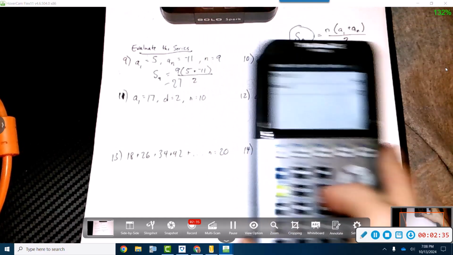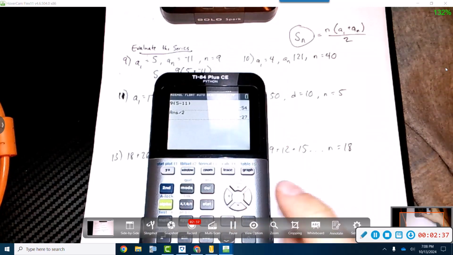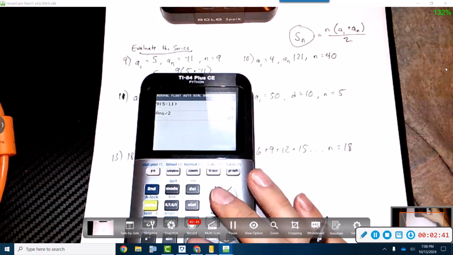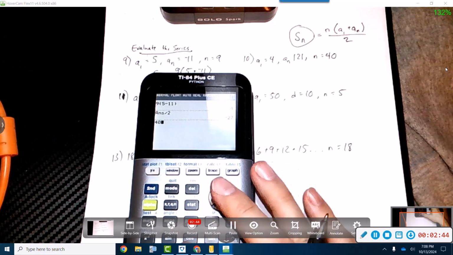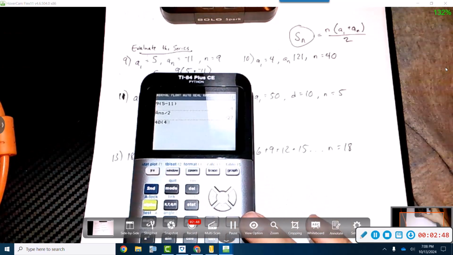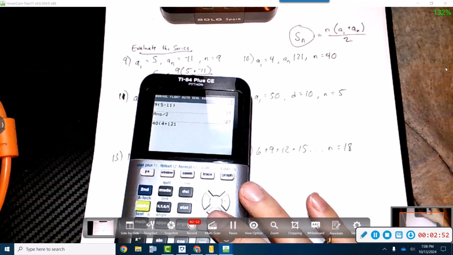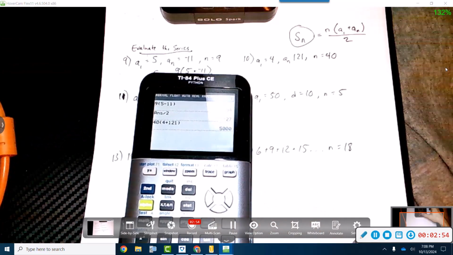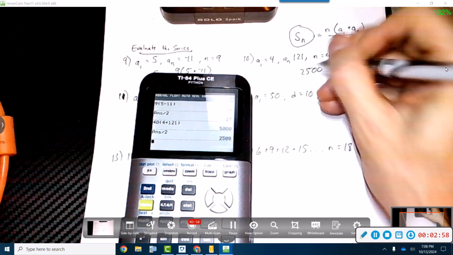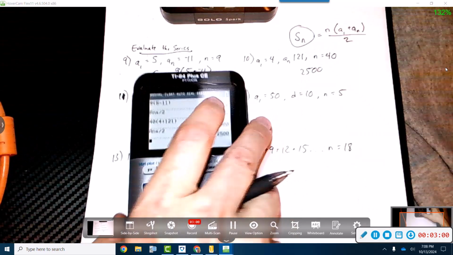Okay. Over here, same thing. We've got the same process. We've got, let's see, n is 40. We'll multiply that by the first term plus this last term. Enter, divide that by 2, 2,500. Okay, easy enough.